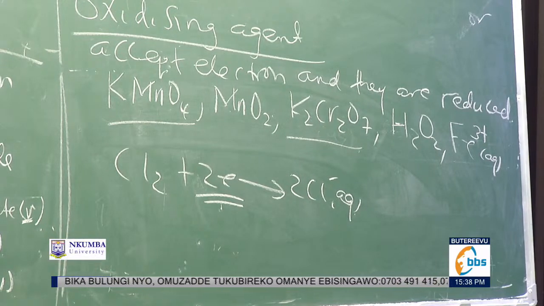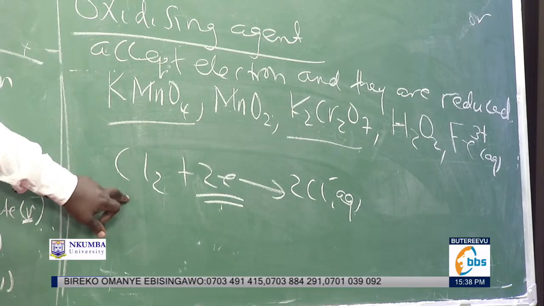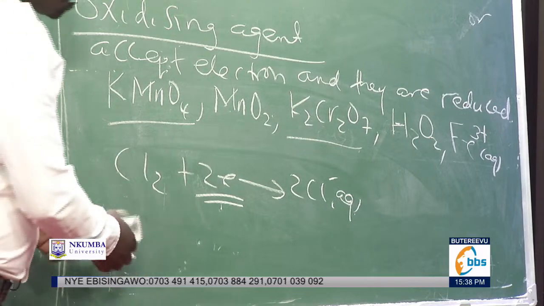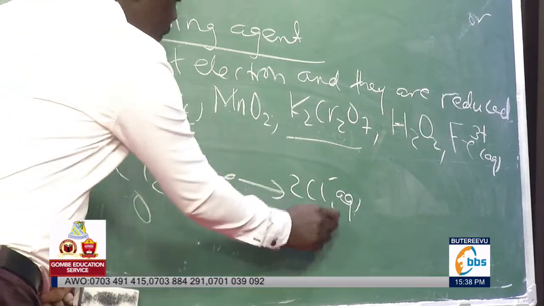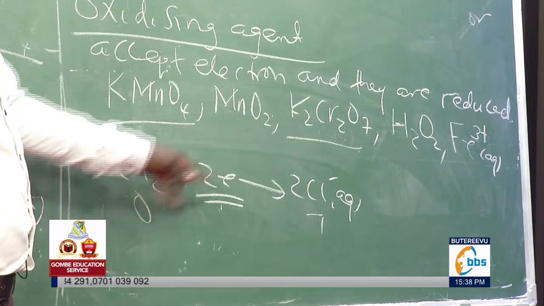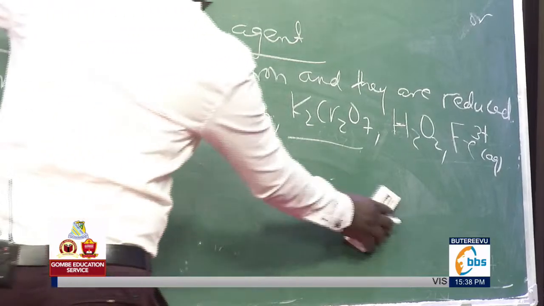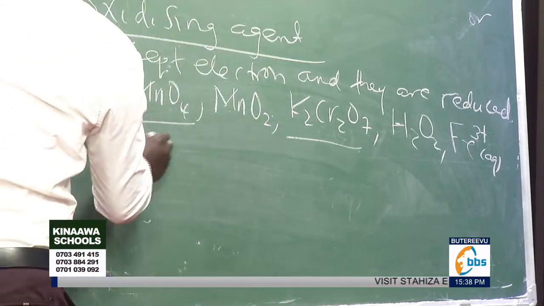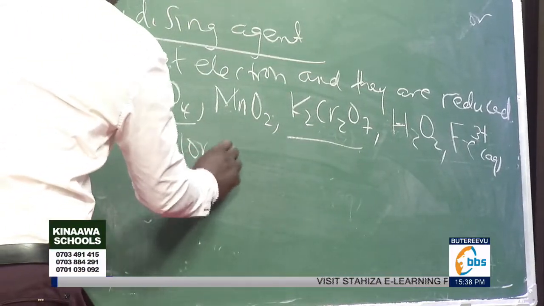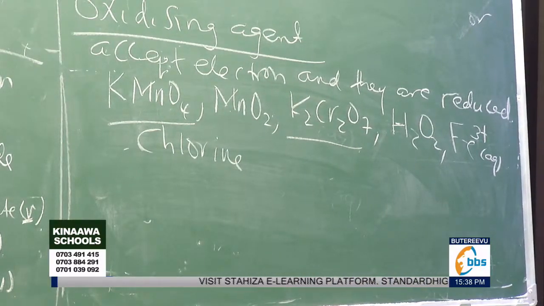So oxidizing agents are electron acceptors, and they are reduced. Here, this one has an oxidation state of 0. After accepting electrons, it becomes negative, as you can see, times 2. So in this case, it has been what? Reduced from 0 to negative what? Negative 1. I can also add chlorine here among oxidizing what? Agents. Good.